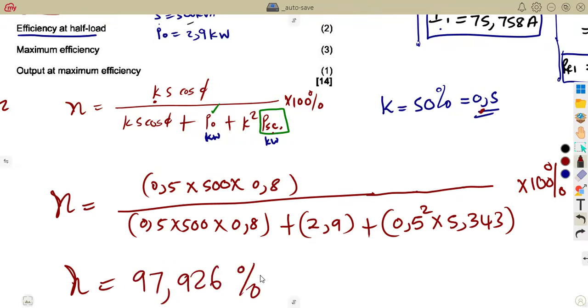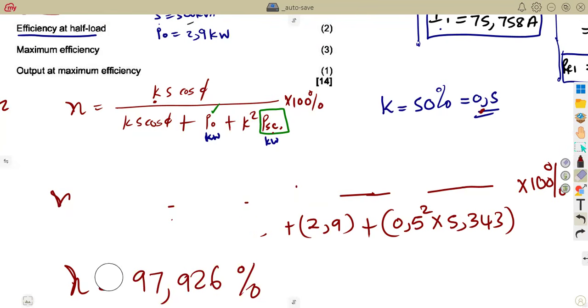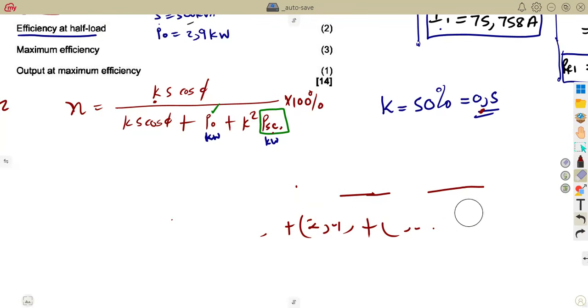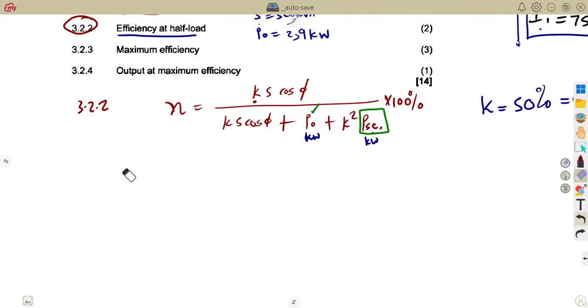Just try to work out as many questions as you can. All right, let's see another question, which is 3.23 now. This one was just a repetition of 3.21. I do not want to erase this formula, maybe we might need it. Let's see.